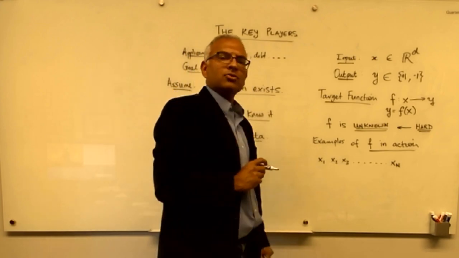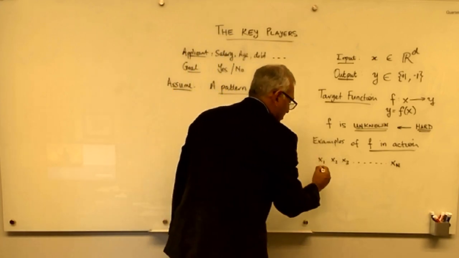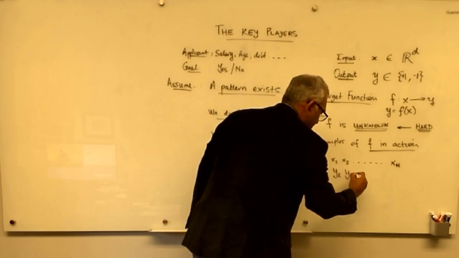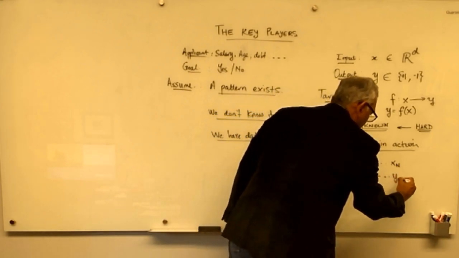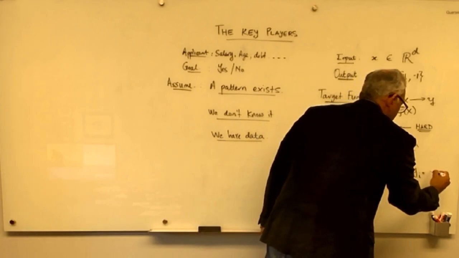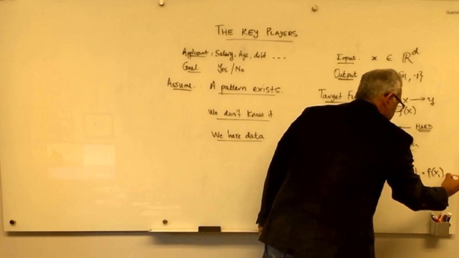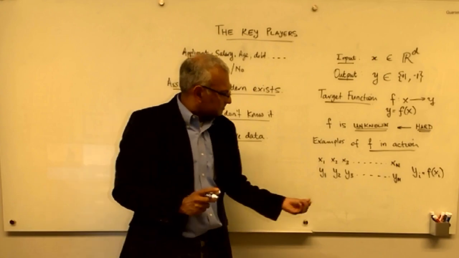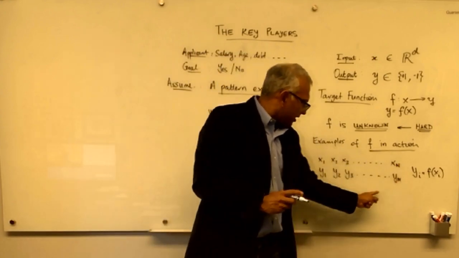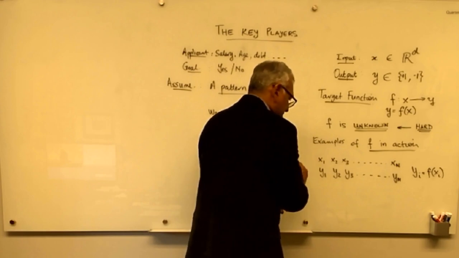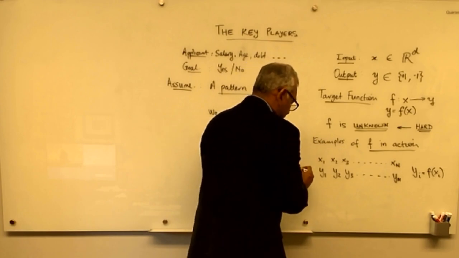So somehow you have managed to obtain f, which means that you have obtained y1, y2, y3, up to yn, where yi is equal to f of xi. Somehow. Now, this collection of examples is what we call the data. We'll call this the data set, and sometimes we will say it's a data set of size n.